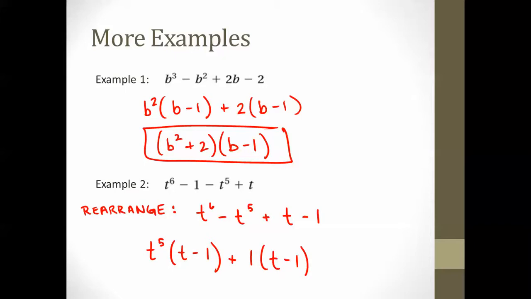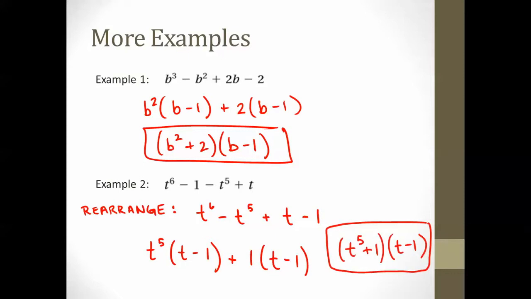The second pair I can factor out a 1. There is no common factor other than 1 between a t and a negative 1. So again, you want to think about, okay, if I have a 1 pulled out, what would get me back to the original? Well, the original would, right? So 1 times t minus 1. We want to rewrite our answer as the product of 2 binomials. So t to the 5th plus 1 times t minus 1.